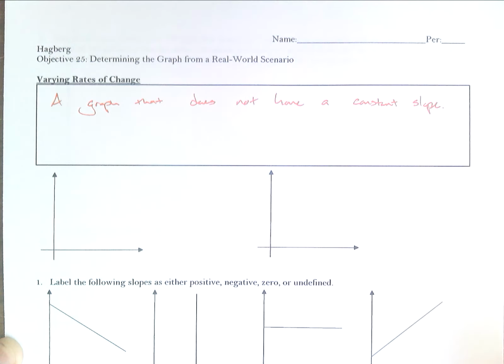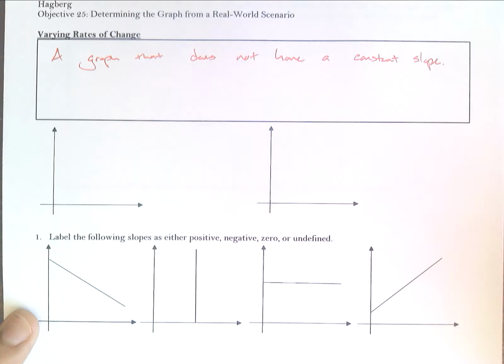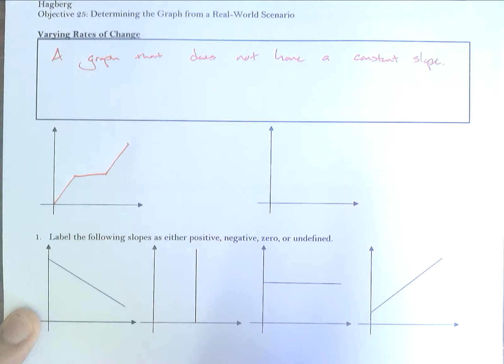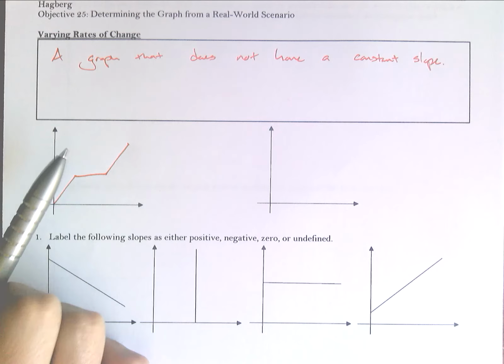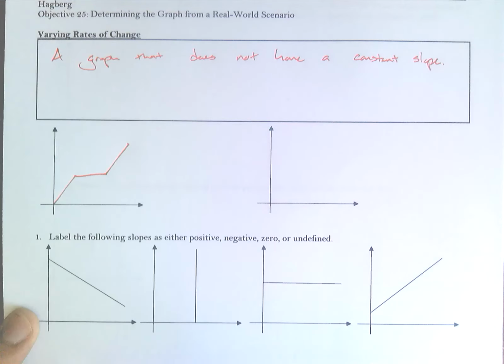And the fact that it doesn't have a constant slope means that it's got a varying rate of change, right? You can think of slope as a rate of change, and not being constant means it's varying. So I want to take a look at a couple of graphs that have varying rate of change. A first example would just be a couple of lines here where the slope is not consistent throughout the graph, right? It's very steep here, it's more level here, and then it's very steep again.